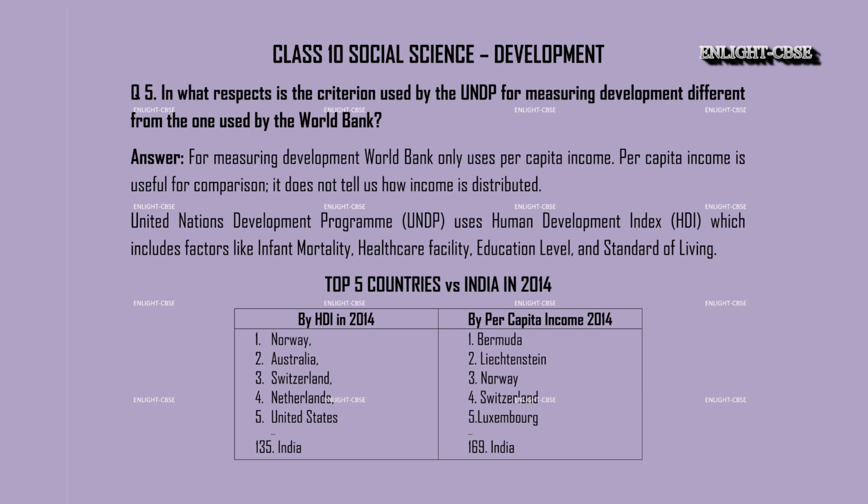By HDI: 1 Norway, 2 Australia, 3 Switzerland, 4 Netherlands, 5 United States, 135 India. By per capita income: 1 Bermuda, 2 Liechtenstein, 3 Norway, 4 Switzerland, 5 Luxembourg, 169 India.